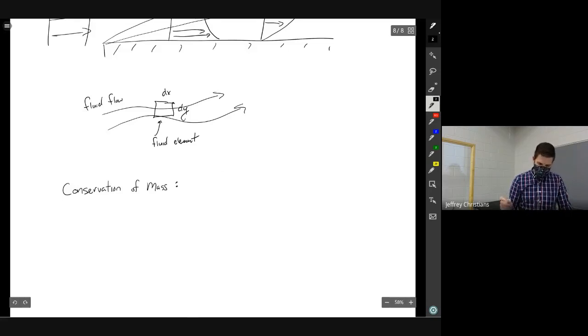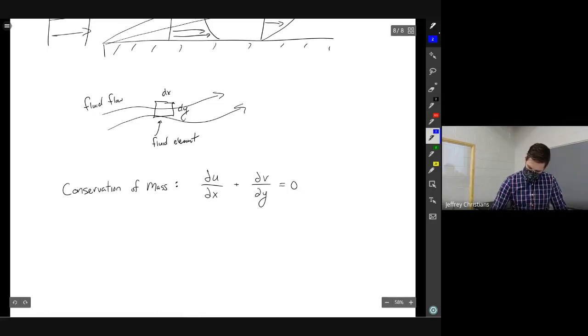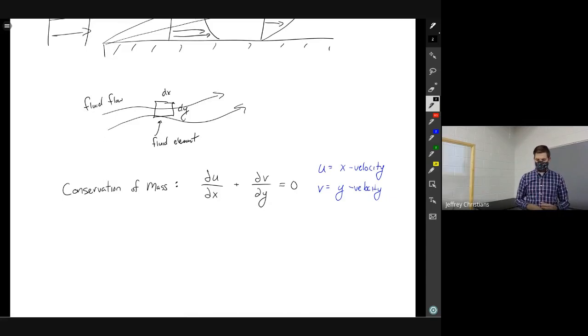So conservation of mass. What would that look like? That would be du/dx plus dv/dy equals 0. Okay, u is the x velocity, v is the y velocity.